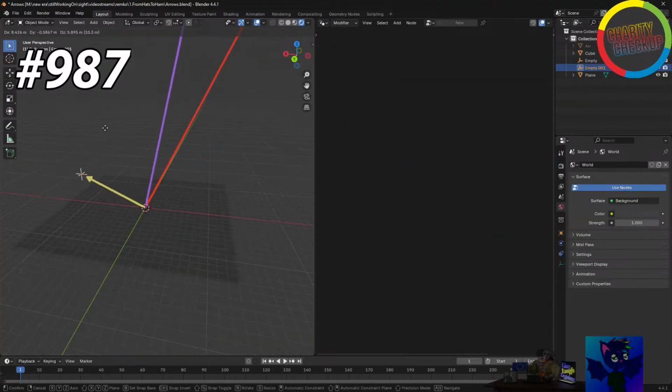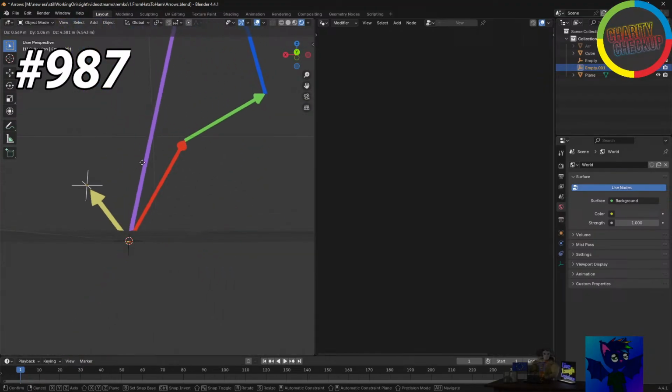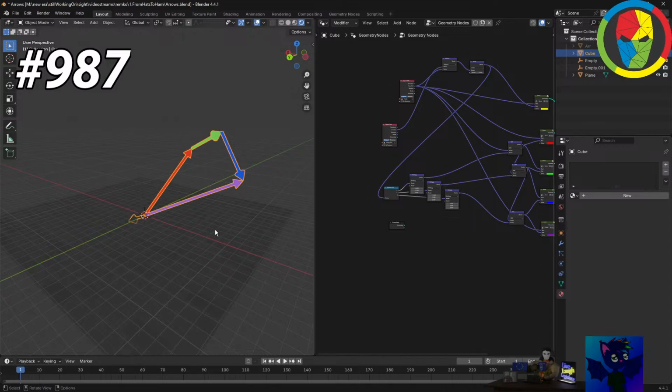Have our first vector. Then we have the... How can I make this better, actually? Let me have a think.